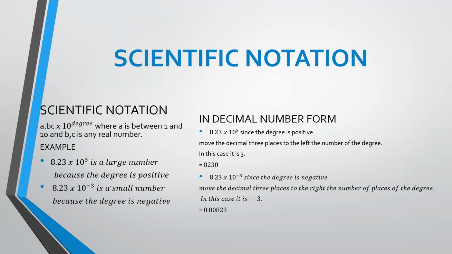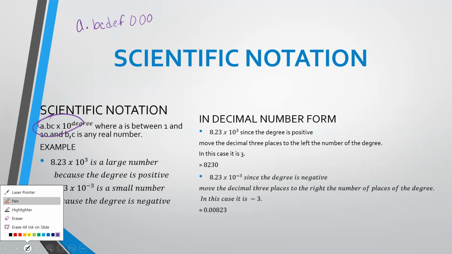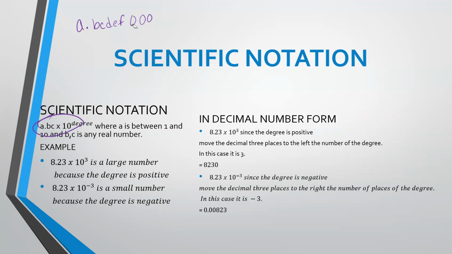All right, scientific notation. Let's talk about scientific notation. I want to use this written notation here. I got A dot B, C, it could be D, E, F, whatever, it may go on and on. However, if they have a bunch of zeros, they're not going to list the zeros. We don't want to do that. That's the whole point of scientific notation.